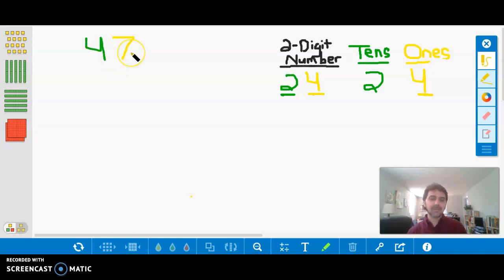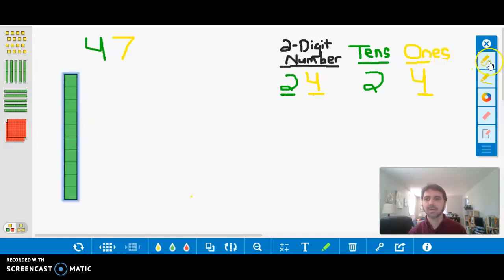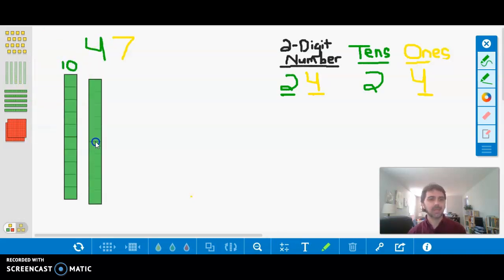So the number 47. If we have 47 Starbursts, how many packages of 10 do you think we could make? Well, let's find out. Here's one package of 10. So we have 10 so far. So we'll record that. We have 10 Starbursts. Okay, so let's keep going. We can add another 10.